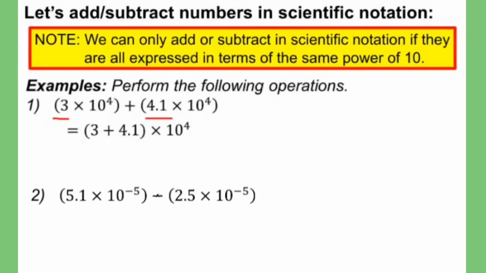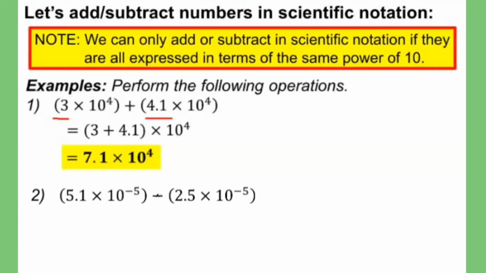3 plus 4.1 is equal to 7.1. At kokopyahin lang natin ang 10 raised to the power of 4. Therefore, this is already our final answer. For the second example, we subtract the two scientific notations. Meron tayong same exponent sa ating power of 10. So, we can now directly subtract these two scientific notations.